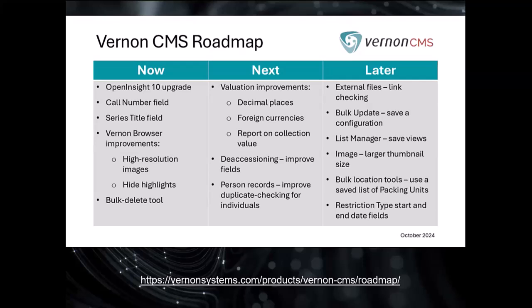We're also going to be improving the deaccession fields so that many of those will support multiple entries, both in the object file and in the related deaccession activity file. Lastly, we're going to be adding options to better check for duplicate people records and deal with those duplicates. So that roadmap's now available on our website. So I could click on that link there.